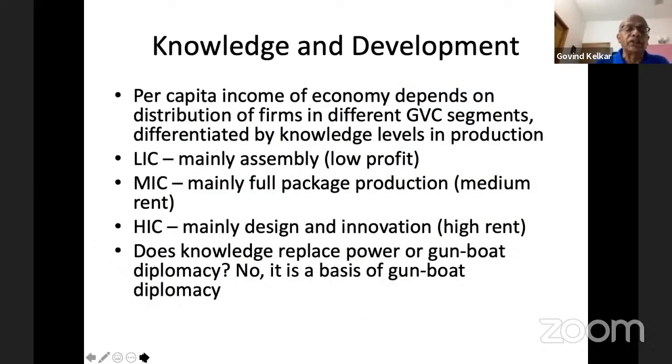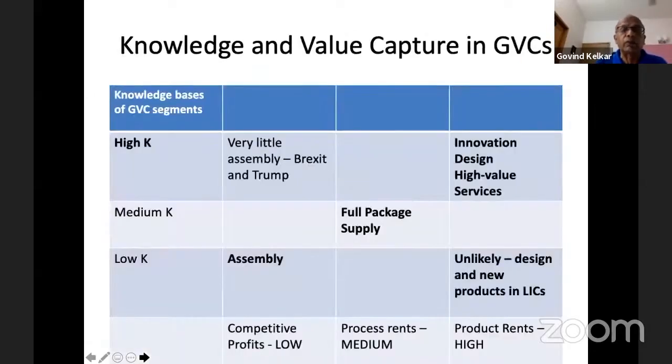Okay, now I'll just try to summarize this in terms of how we can look at it in terms of levels of development. So I'm putting forward the proposition that the per capita income of an economy depends on the distribution of firms in different GVC segments, where we differentiate them by knowledge levels in production. So the low income countries are mainly in low profit assembly. Middle income countries are mainly in full package production, where there's medium income, and high income countries are mainly in design and innovation. So how does this look in terms of putting it together?